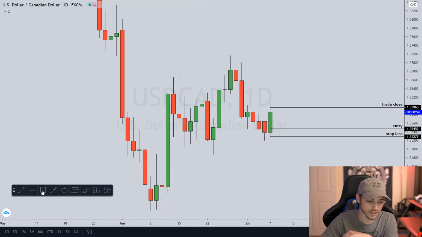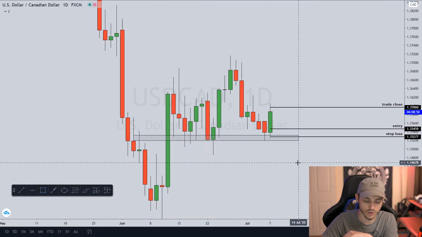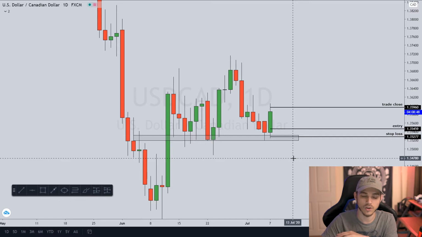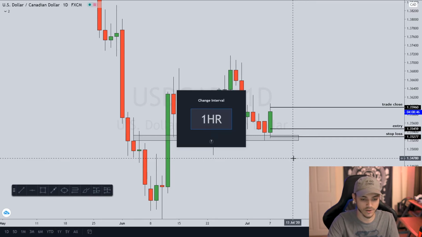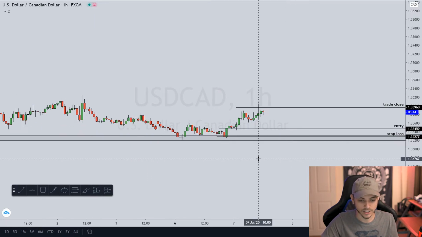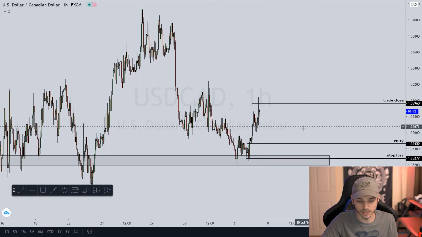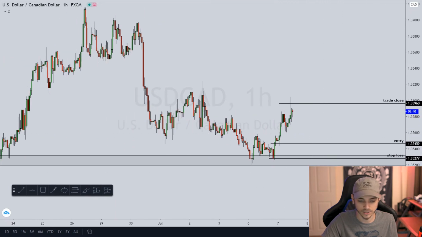If we look on the daily, you can see right here that we did have a strong level of support. So once I identified that on the daily, I went down to my favorite time frame, which is the hour, and I started looking at the price action to see if I could find a possible entry.